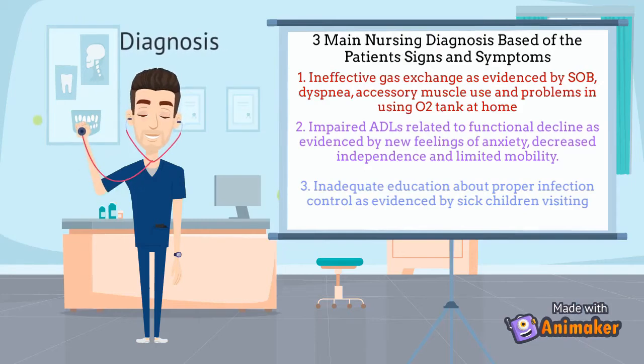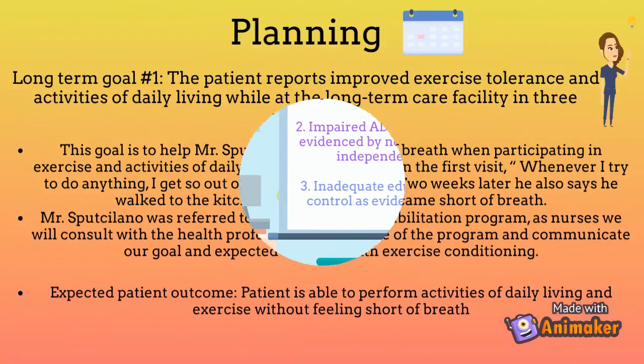The three main nursing diagnoses based off the patient's signs and symptoms are as follows. The first one, and most acute, is ineffective gas exchange as evidenced by shortness of breath, dyspnea, accessory muscle use, and problems in using their O2 tank at home. The second one is impaired ADLs related to functional decline as evidenced by new feelings of anxiety, decreased independence, and limited mobility. The third one is inadequate education about proper infection control as evidenced by sick children visiting.